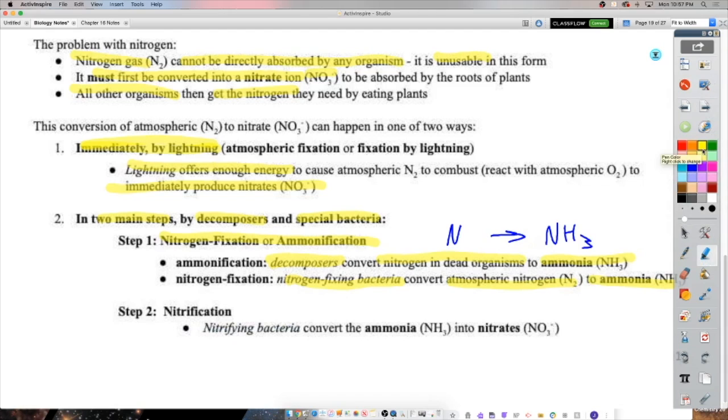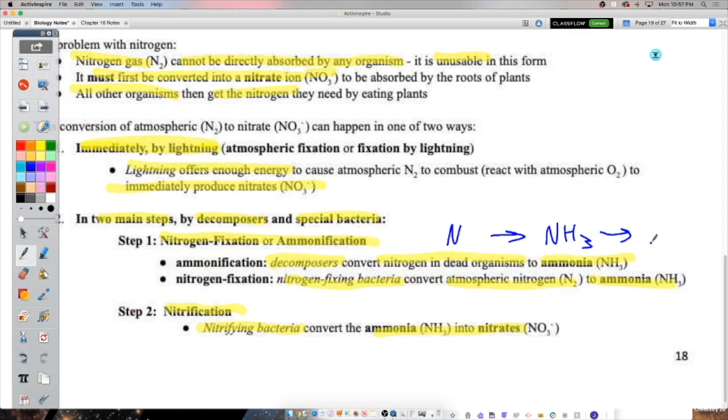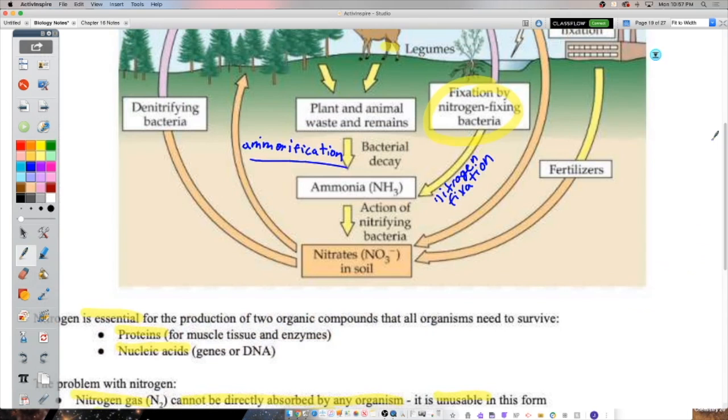Then you get another special type of bacteria called nitrifying bacteria. Nitrifying, different than nitrogen fixing, right? And they convert the ammonia into nitrates. And that is a step called nitrification. So NH3 becomes, remember what a nitrate is? NO3 minus, right? So where is that happening here? Notice the ammonia is becoming nitrates, NO3 minus. So this yellow arrow here represents nitrification, okay?